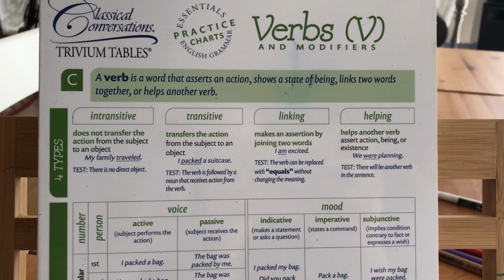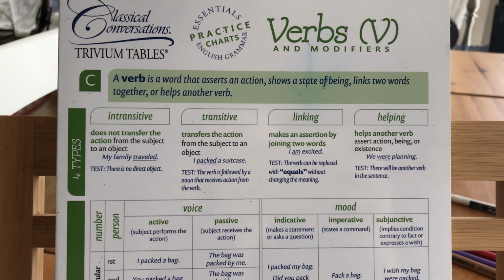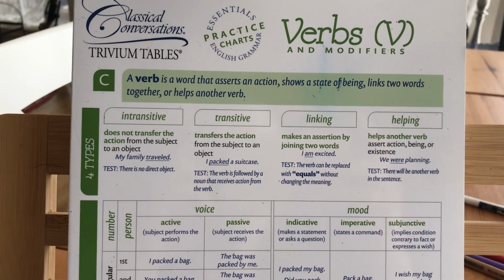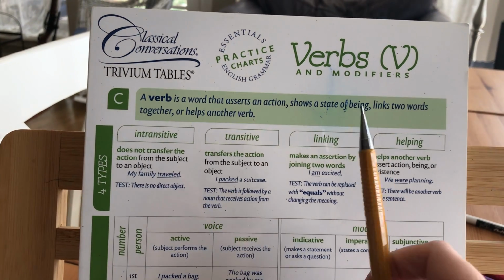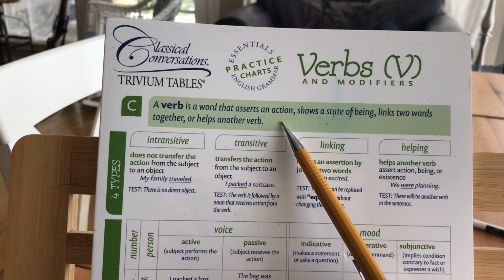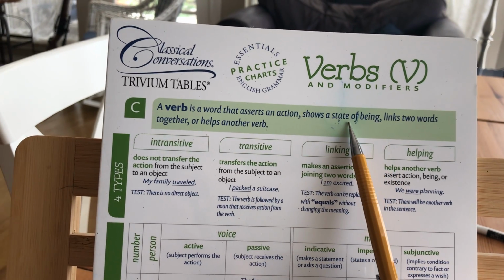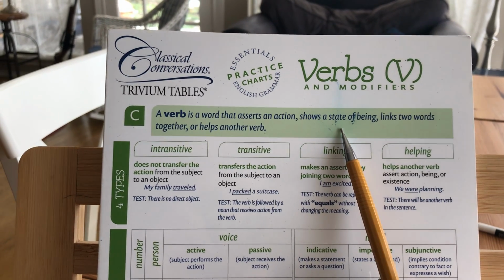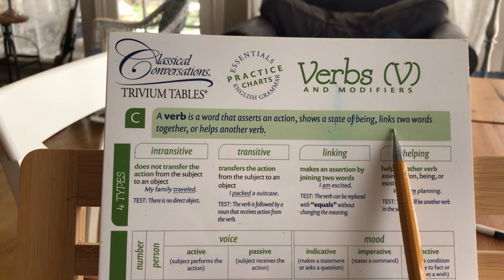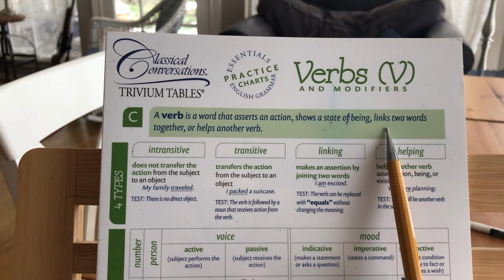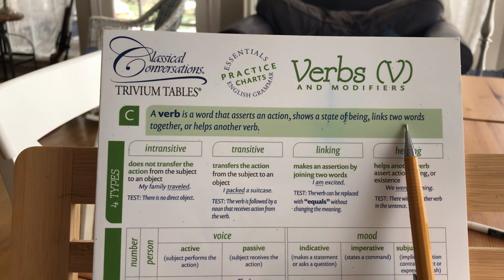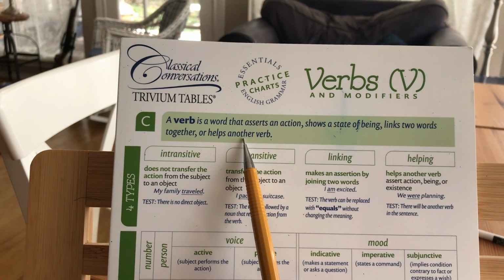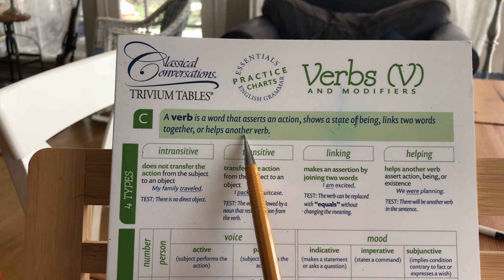A verb is a word that asserts an action, shows a state of being, links two words together, or helps another verb. You can also act this part out like you're running in place. You can put your hands quickly down by your side, all still to show a state of being. Link your 2 fingers together with your other 2 fingers on the other hand to show 2 words linking together. And lean up against a buddy to show you are a helping verb.